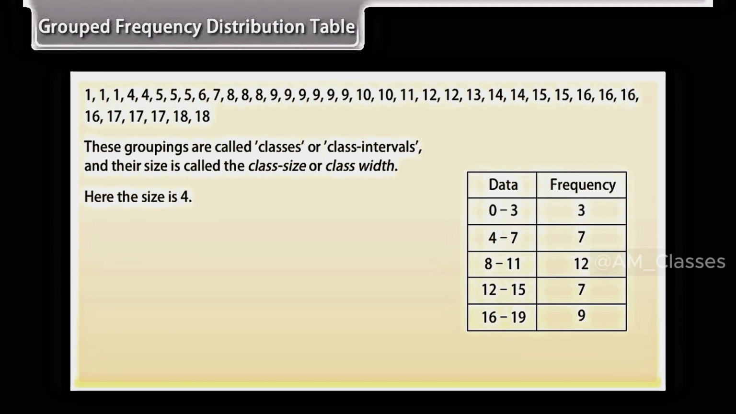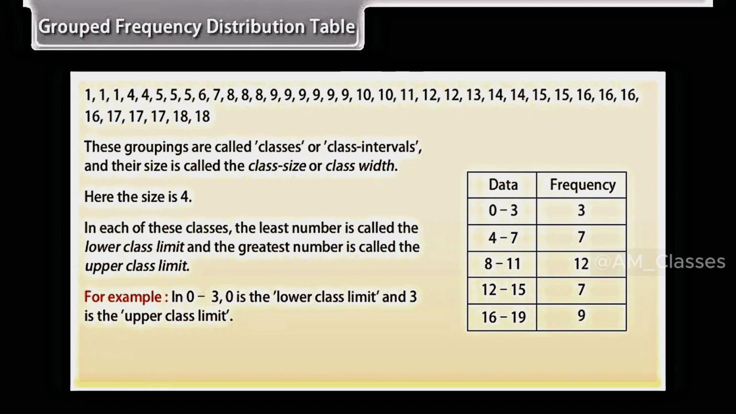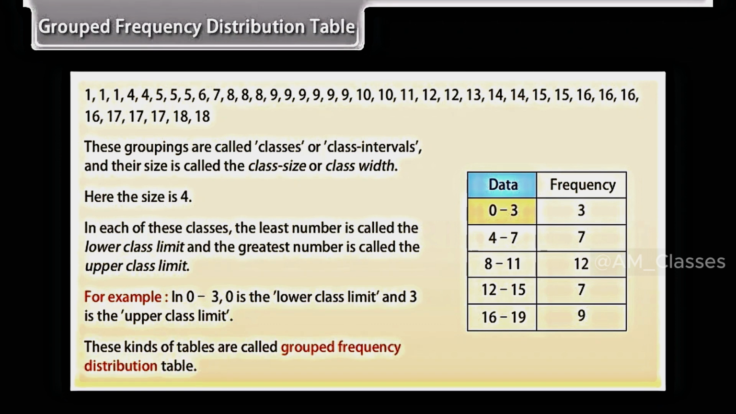In each of these classes, the least number is called the lower class limit, and the greatest number is called the upper class limit. For example, in 0 to 3, 0 is the lower class limit and 3 is the upper class limit. These kinds of tables are called grouped frequency distribution table.